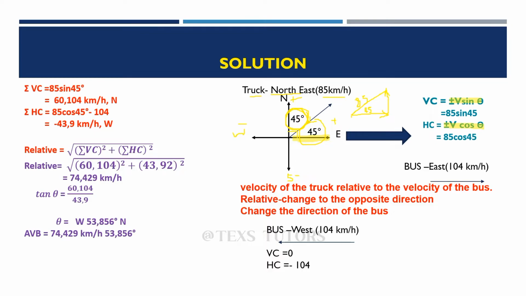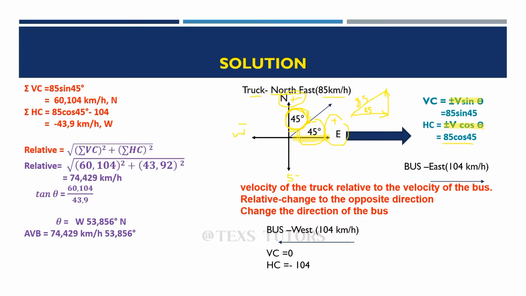Now how do we determine the positive or the negative sign? We look at the first direction, north. If it's going north, the sign there is positive. That is why my vertical component is positive 85 sine 45. For the horizontal component, v cos theta, it's 85 cos 45. It's on this axis, which is east, and if it's going east, it is positive.